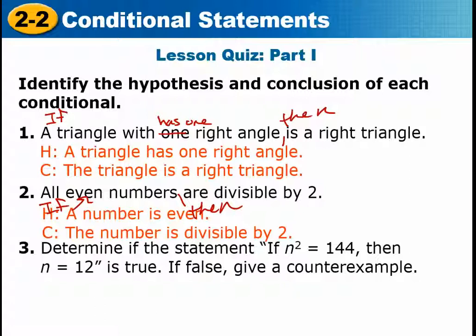Unless the word if shows up in the middle of the sentence, usually it's going to go in the order that you wrote it. The hypothesis will be the first part and the conclusion will be the second part, because in English that's usually the way we talk.